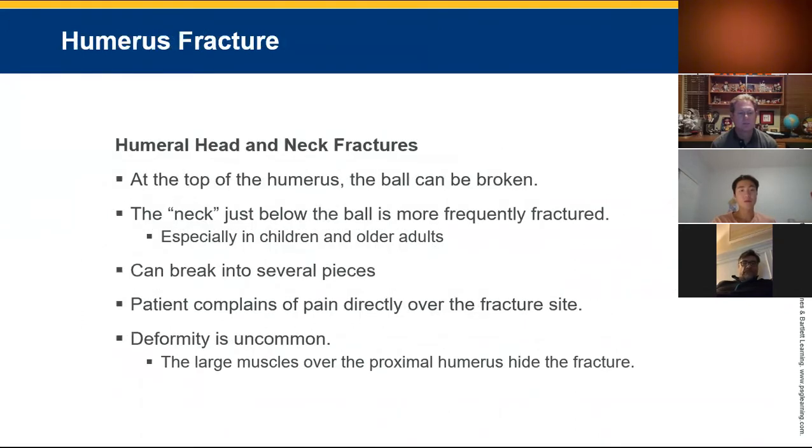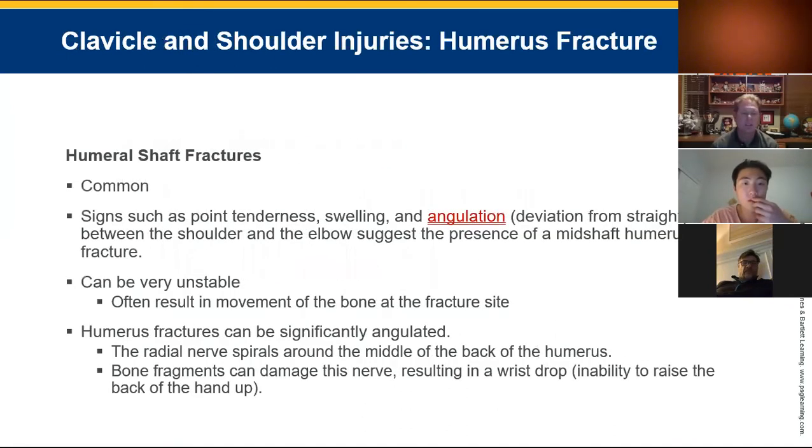All right, here you go. The humeral head and neck fractures at the top of the humerus, the ball can be broken. So you see, hands out, coming down, all that force going up into the shoulder, you get that neck injury or just below it.